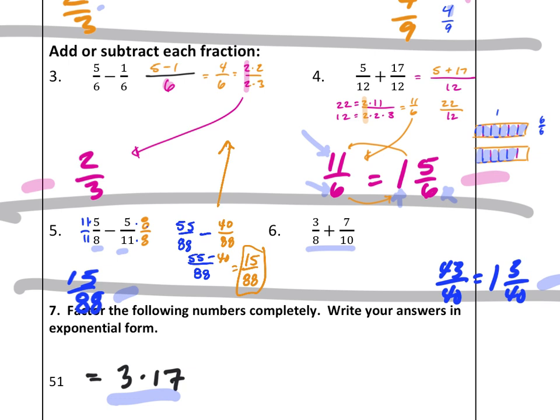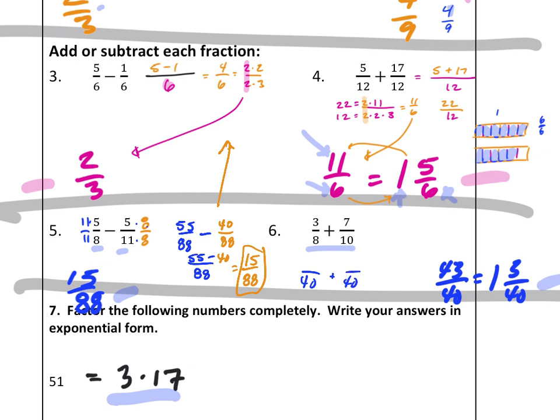Okay. Now, when I look at 8 and 10, I know that the least common multiple between those two is 40, because 8 times 5 is 40, and 4 times 10 is 40. Now, I can show you another way. If you don't know how I got that, then bring it up in class and I'll show you. But what that means is I'm going to multiply 3/8 times, because I want them to both have 40ths for a denominator, because that's the least common multiple, right?